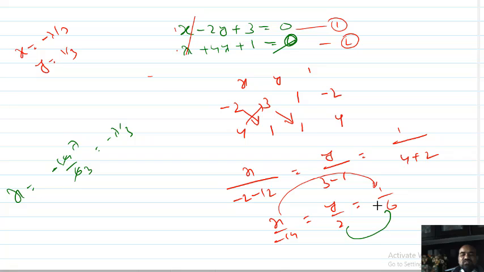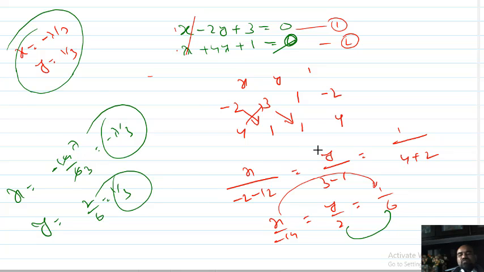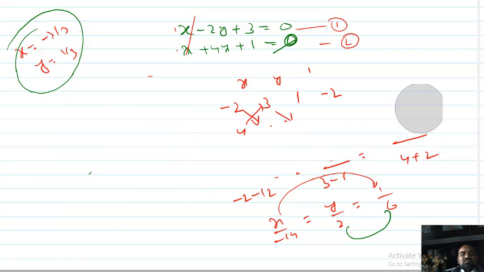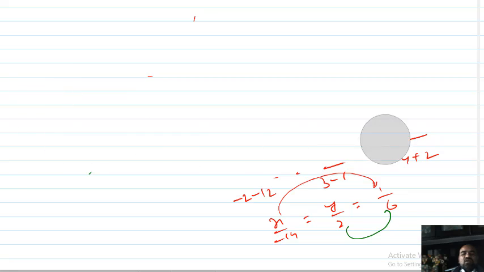So while comparing this with this, we will get y value. Y equal to what, 2 by 6, that is called 1 by 3. So x is equal to minus 7 by 3, y equal to 1 by 3. Okay, students, this is a very important method. This method is called cross multiplication method. So what I am trying to explain to you is how to solve two linear equations simultaneously.